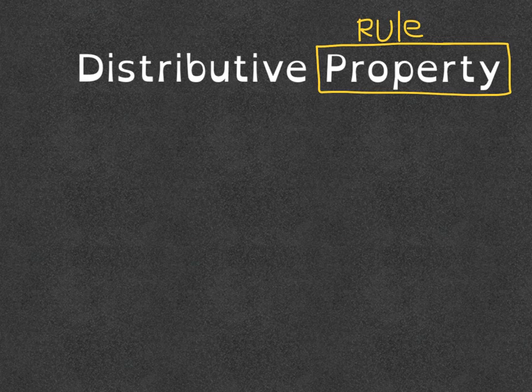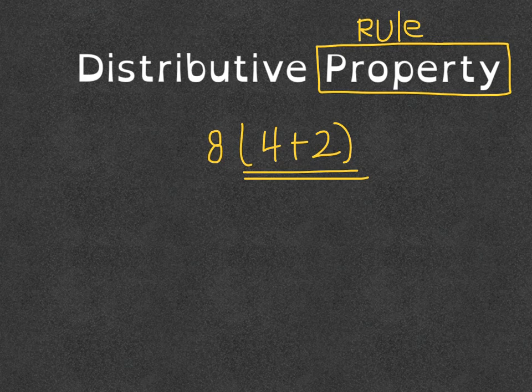Just like the commutative property, the distributive property is also a rule about multiplication. And it's specifically talking about when we see problems that look like this. Normally when I see a problem that looks like this, I should do what's in the parentheses first. Using our rules of PEMDAS, I know that 4 plus 2 is 6.